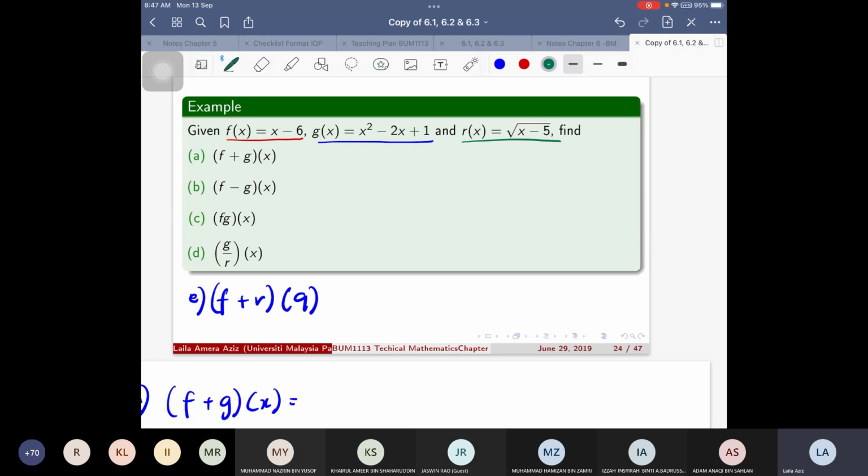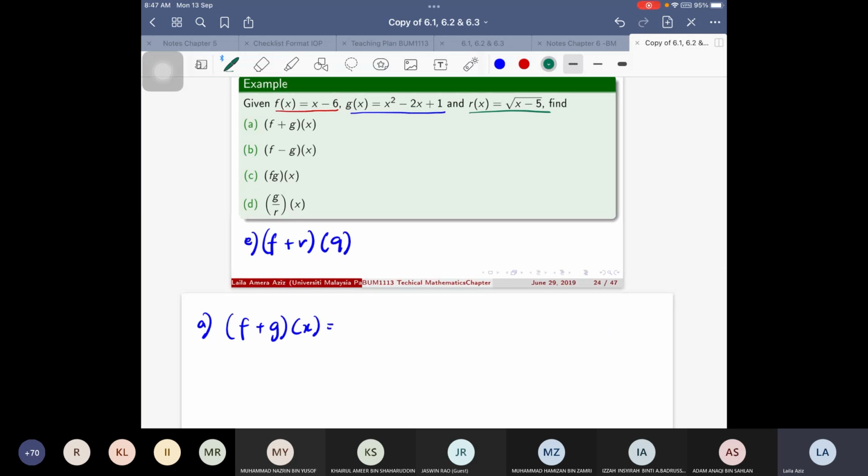Okay, let's start with the first one. Okay, the first one adalah a very simple example. So kita just nak tahu, so apa dia f tambah g of x. So as we have seen before, kalau we come across this, kita boleh separatekan dia. So basically when we do the operation, so ni adalah operation f of x tambah g of x.